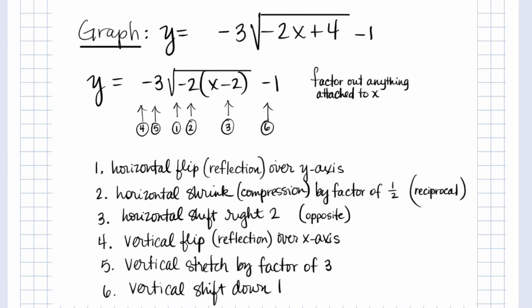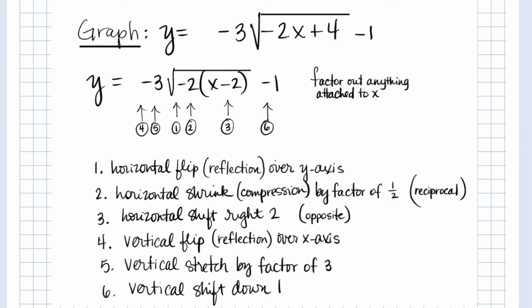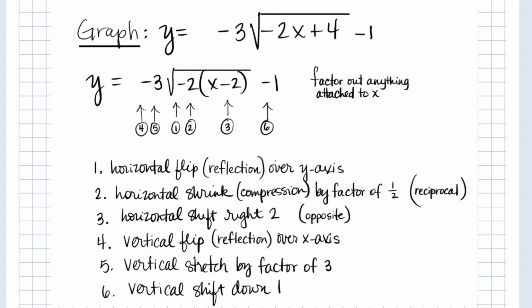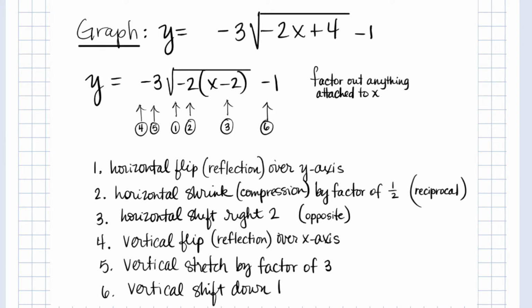Then you move to the outside of the function, and in this case it's the square root function. Outside you move left to right, so step number 4 is the negative sign. The negative sign represents a vertical flip, a reflection over the x-axis. Number 5 is the 3 being multiplied in front of the function, and the 3 represents a vertical stretch by a factor of 3. The things on the outside of the function do as you think they would. A 3 stretches it by a factor of 3. Number 6 is the last one, and it's a vertical shift, which moves the graph down 1 unit because it is -1, and it does what you think it should.